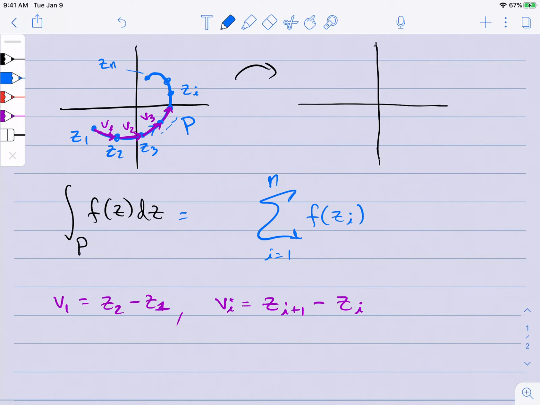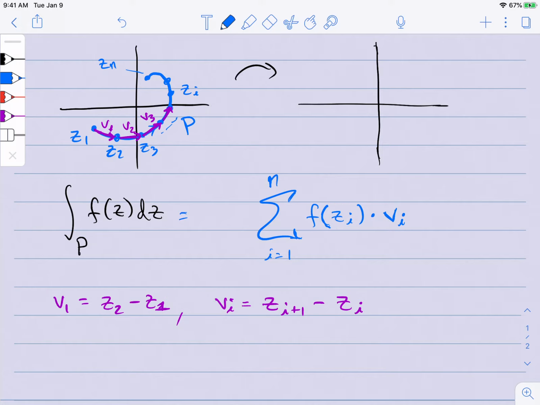Now we have a length and a direction, so I want to think of them as actual vectors, which in complex analysis you can represent as a complex number. So I'm going to multiply using complex multiplication f of zi, which is kind of like the height of the rectangle, times something like the width of the rectangle, which is just going to be this complex number vi.